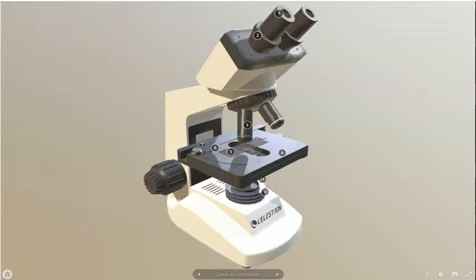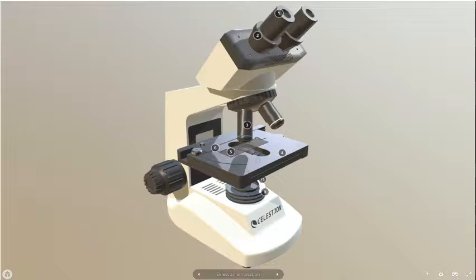This particular microscope we see before us is called a light microscope, and that can give a useful magnification of around 400 times, which means that the image is about 400 times larger than the object that's being observed.